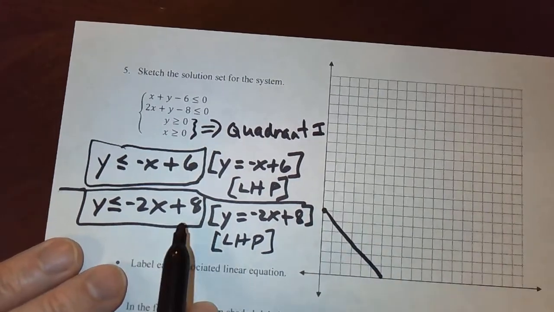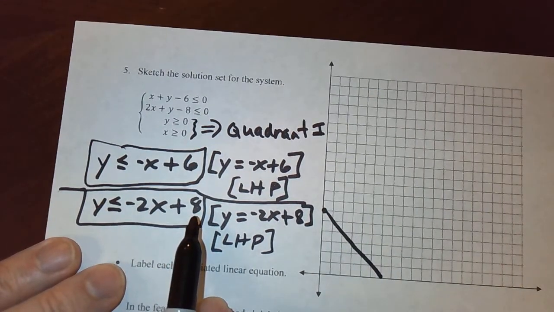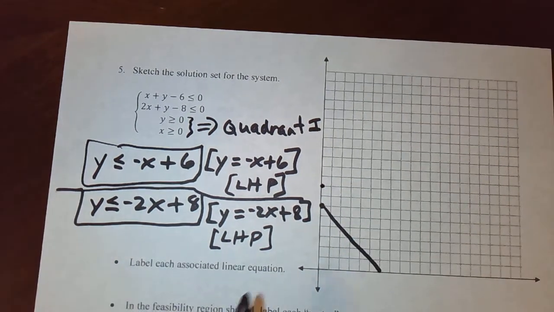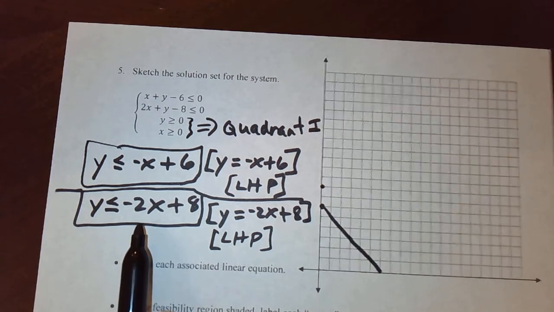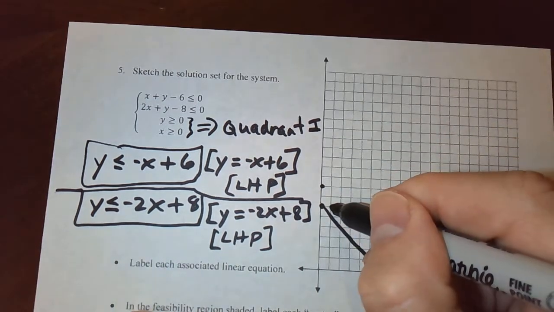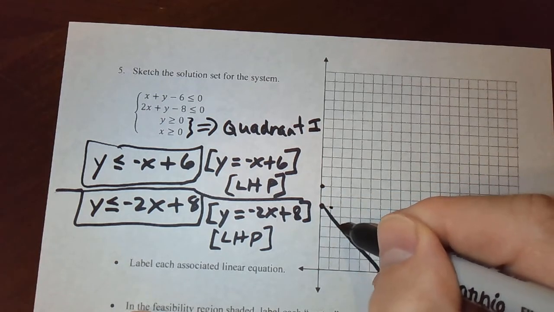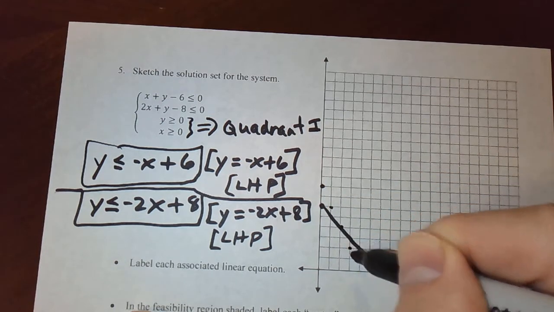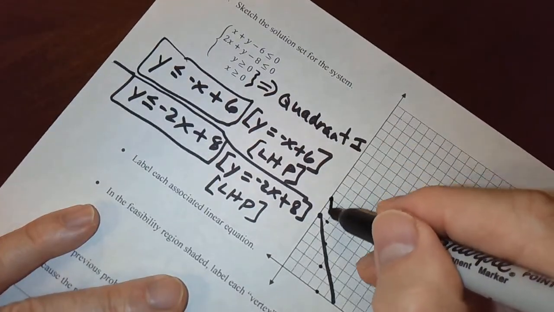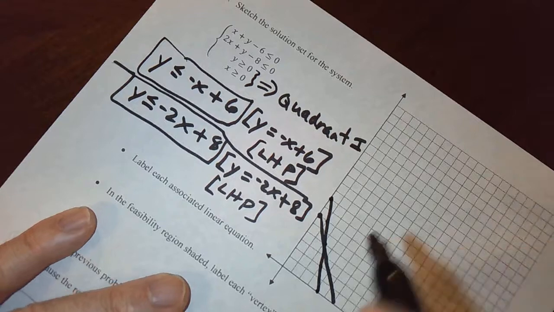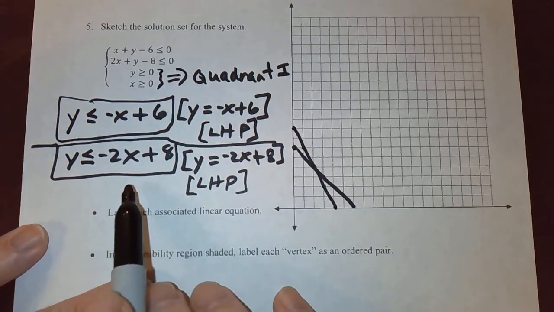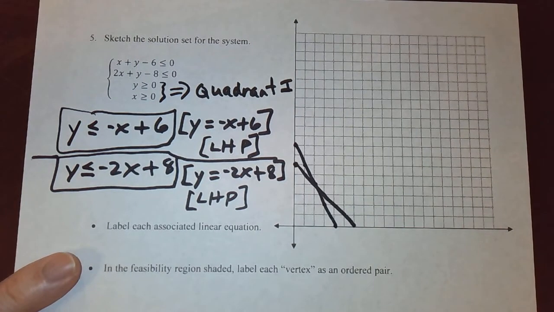So with a solid line, I need to go up and plot 8 as the y-intercept, and then the slope is negative 2. Negative 2 over 1. It means go down 2 to the right 1, down 2 to the right 1, down 2 to the right 1, down 2 to the right 1. So let me graph that like so. Well, I also need to graph that lower half plane, shade it.